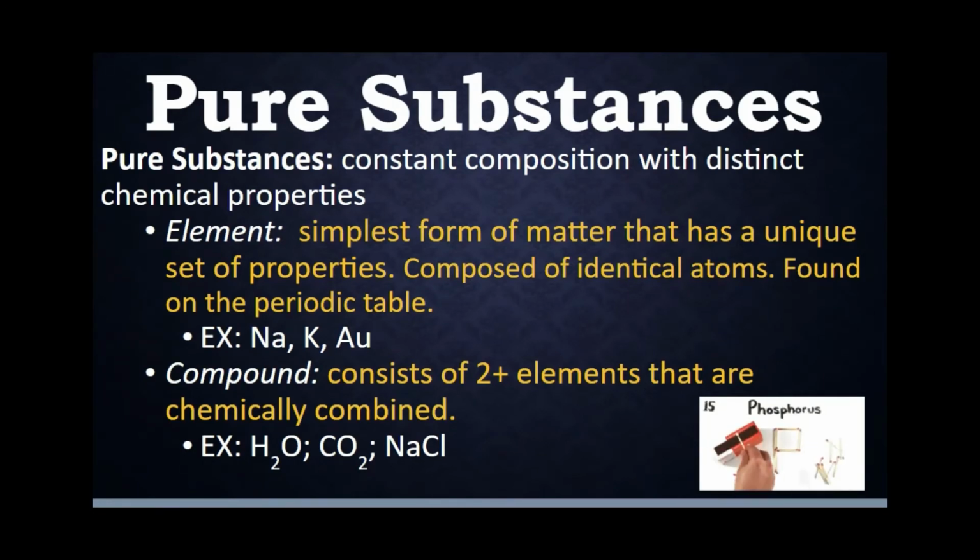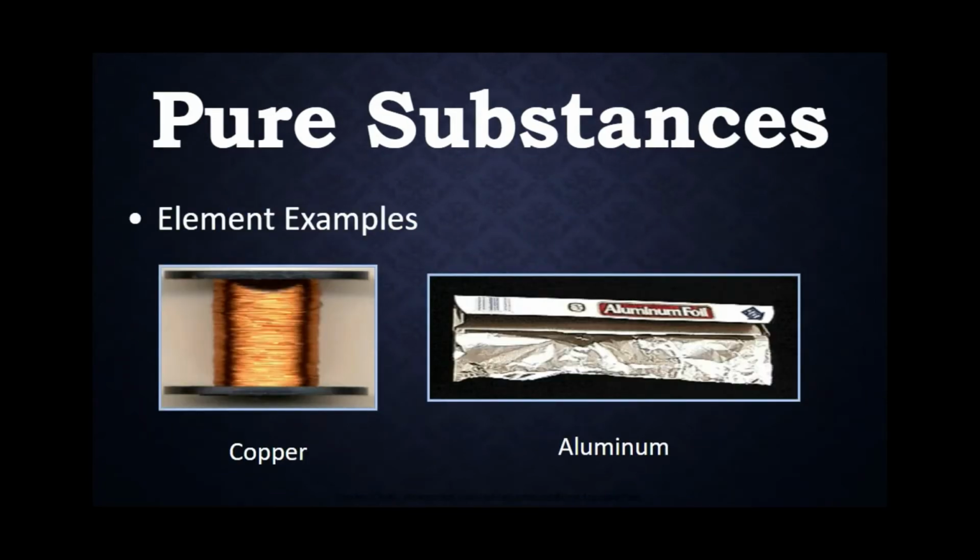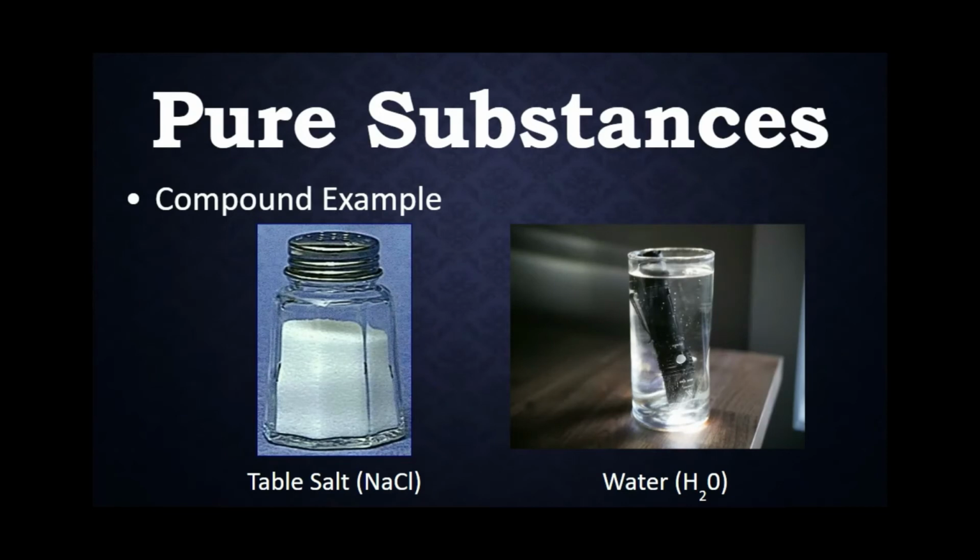So pure substances are either elements or compounds. Examples of pure substances that are elements include copper and aluminum, and examples of pure substances that are compounds include table salt and water.